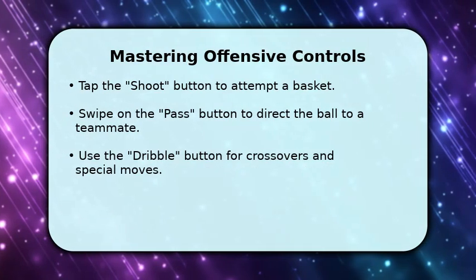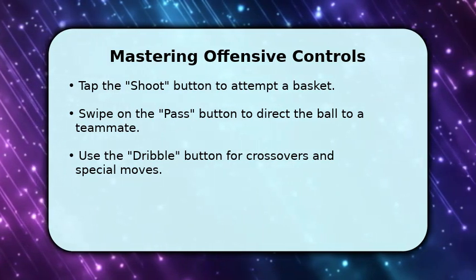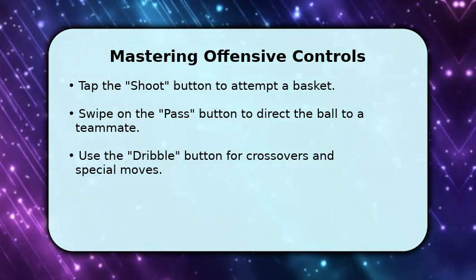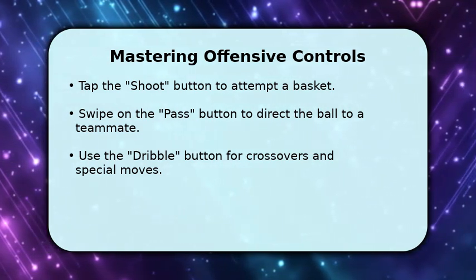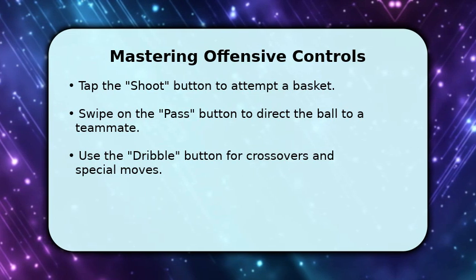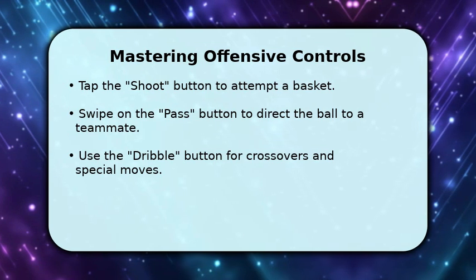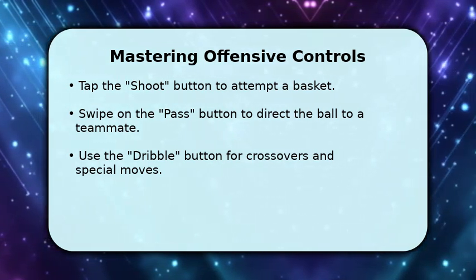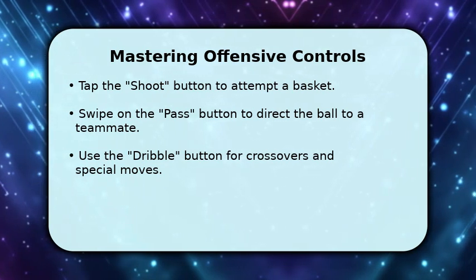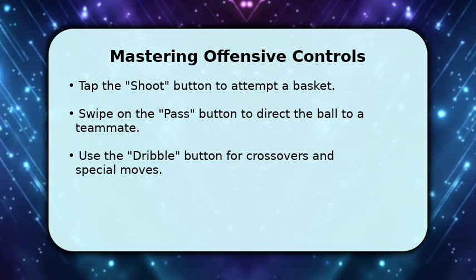On offense, mastering your controls is key to scoring. Tap the shoot button when near the basket to attempt a shot. Timing is crucial for success. To pass the ball, swipe on the pass button in the direction of your desired teammate. You can also use the dribble button for crossovers and other special moves to evade defenders. Holding the joystick towards the basket will initiate a drive, helping you get closer for a layup or dunk.